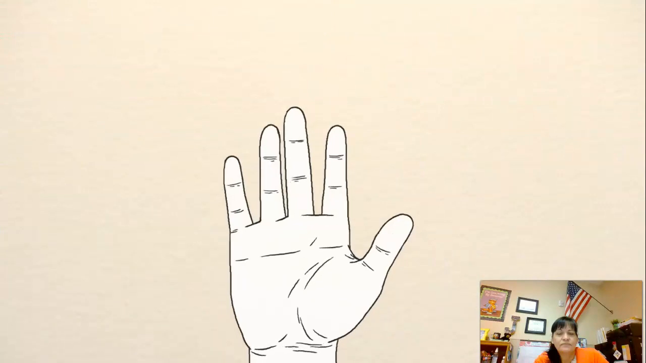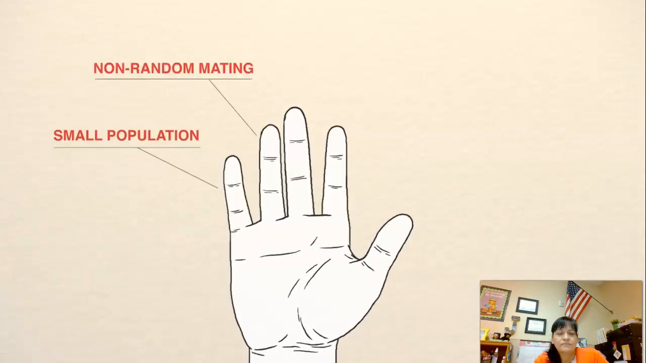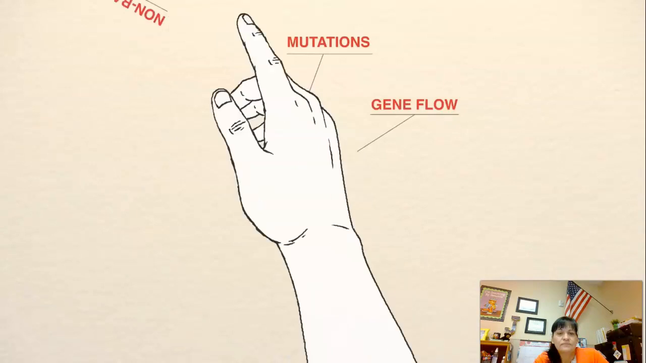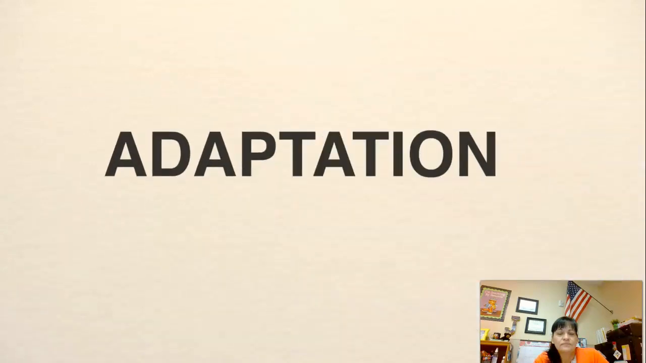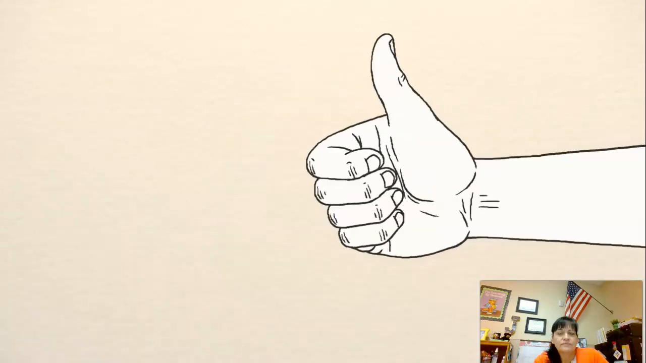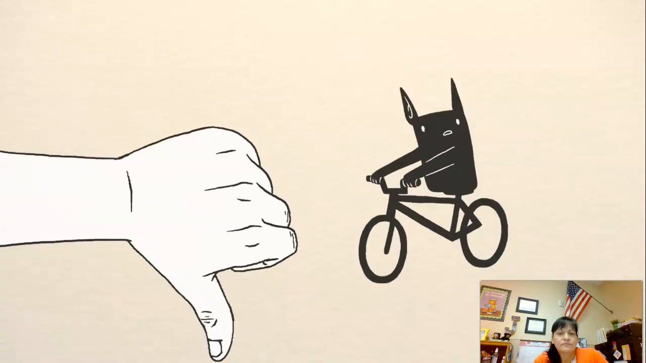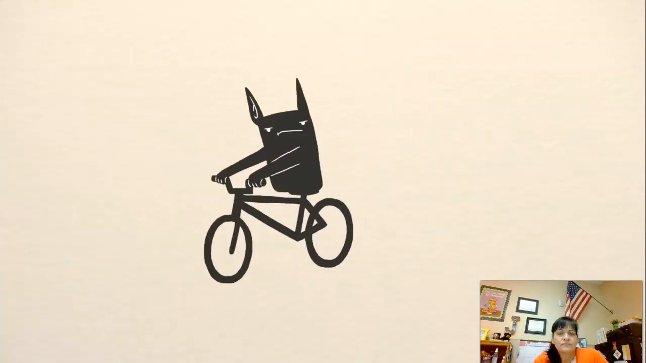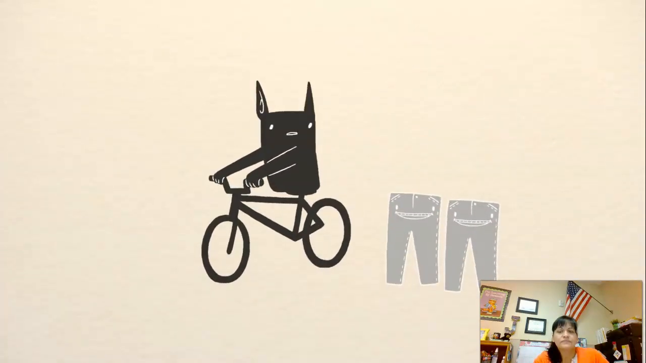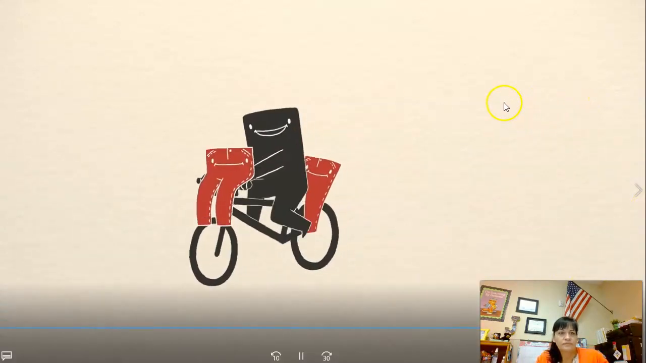All 4 of the processes represented by our fingers can cause evolution. Small population size, non-random mating, mutations, and gene flow. However, none of them lead to adaptation. I use the thumb to remember this process. Nature votes thumbs up for adaptations that will do well in their environment and thumbs down to adaptations that will do poorly. The genes for individuals that are not adapted for their environment will gradually be replaced by those that are better adapted.